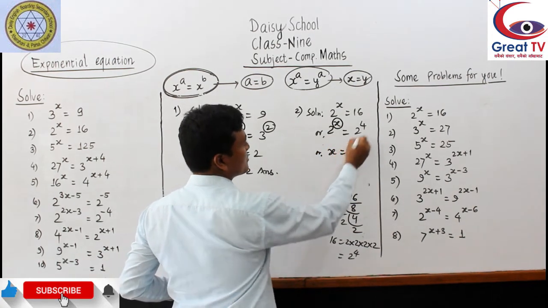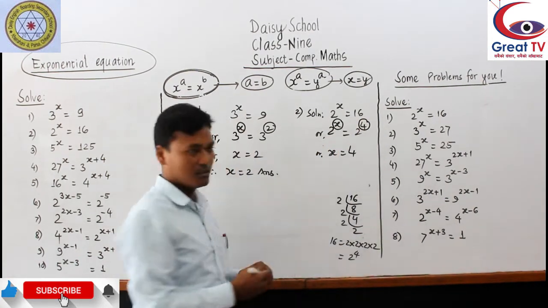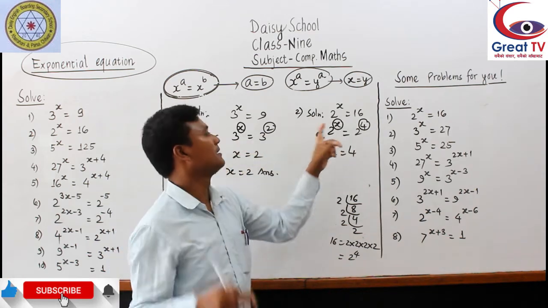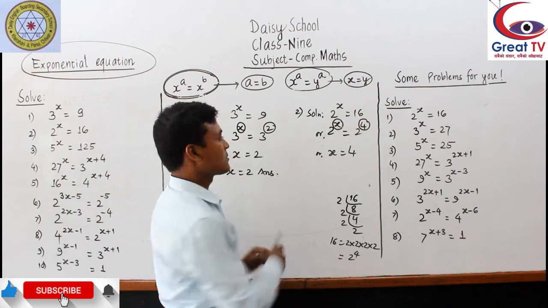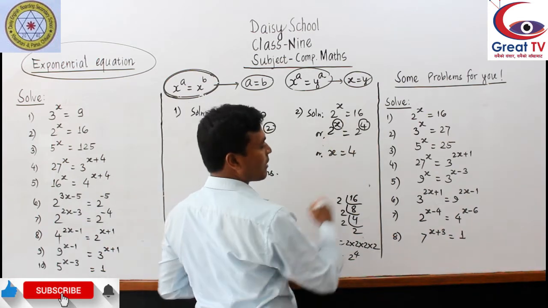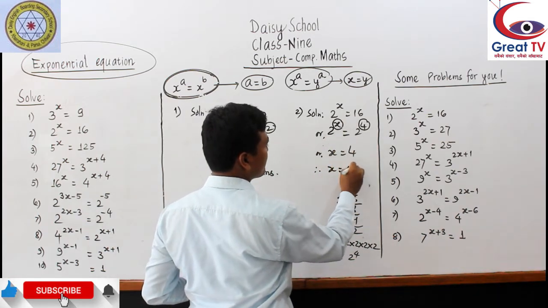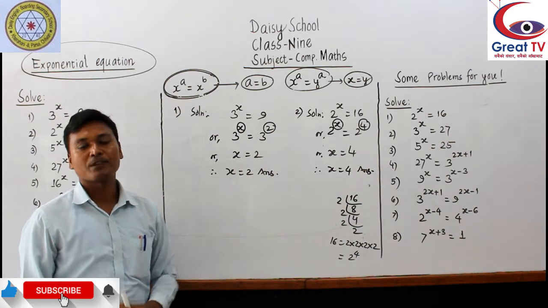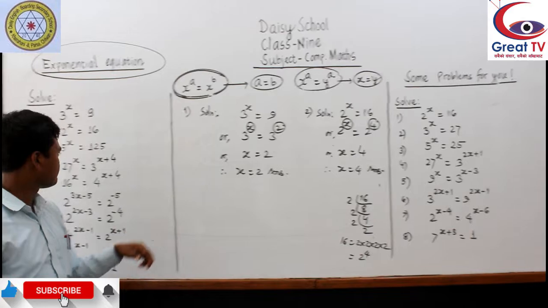Where x is equal to the power on the right side, 4. The bases are same, so you can cancel 2. x is equal to 4. So if the bases are same, the powers are equal. Therefore, x is equal to 4. This is the answer. So I solved one type of problem. Let us solve the next type.